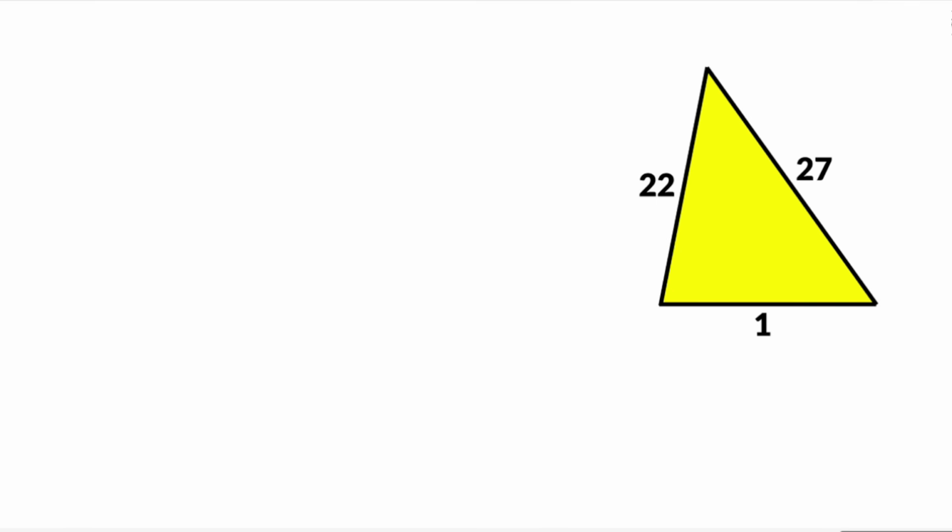Let's check whether these three lengths can actually form a triangle. The triangle inequality theorem tells us that the sum of any two sides of a triangle must be strictly greater than the third side. So take the two smaller sides. 1 plus 22 equals 23. But 23 is not greater than 27. It's smaller. So these three lengths cannot form a real triangle.